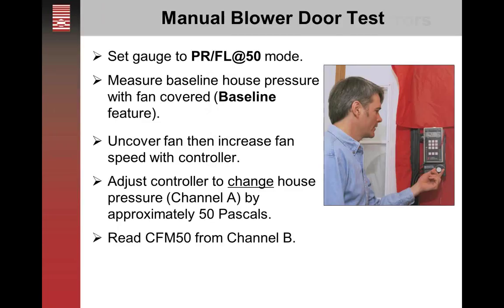Now, a manual blower door test is pretty simple. We're going to set the gauge to pressure flow at 50 mode. This is the most useful because then you don't really have to get 50 right on the nose. We measure the baseline house pressure, cover that in the baseline feature. We uncover the fan, then increase the fan speed with the controller, and we adjust the controller to change the house pressure. We just want to make sure that we're increasing by 50 pascals. So once we've done that on channel A and we see 50 pascals or close to it, we read the pressure on channel B for the CFM at 50.